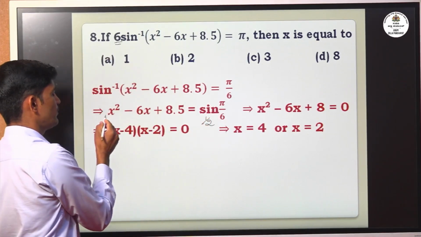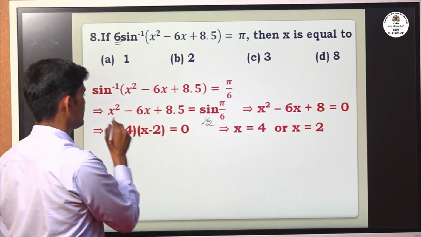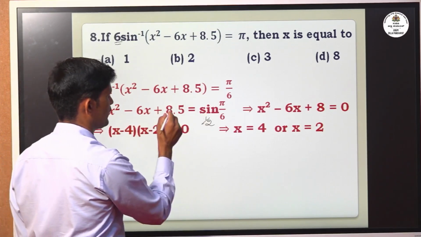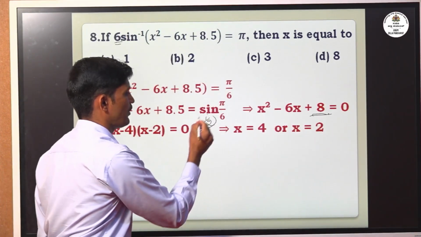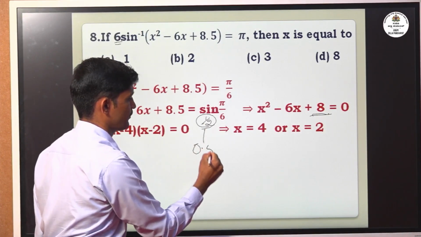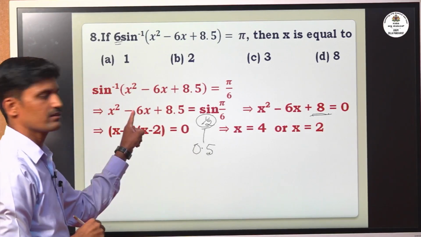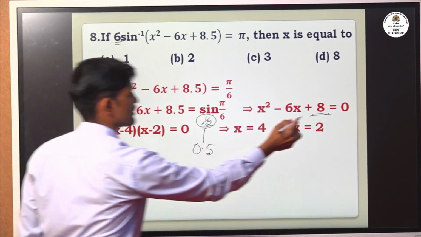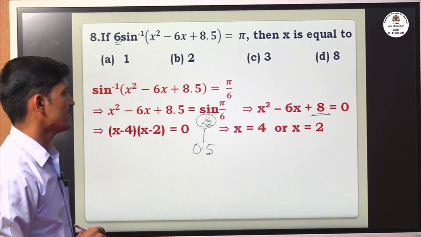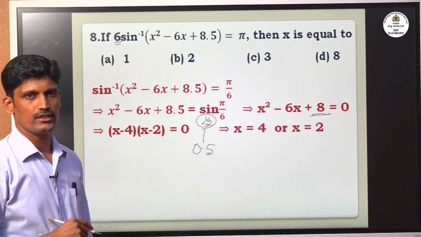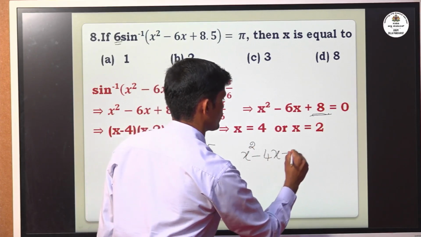Then instead of cross multiplying, let us subtract half. It becomes x square minus 6x plus 8.5 minus 0.5, which is 8, since half is nothing but 0.5. So you will get this factorization, product is 8, sum is minus 6. Therefore we can factorize it as minus 4 and minus 2: x square minus 4x minus 2x plus 8. Factorization is very important.